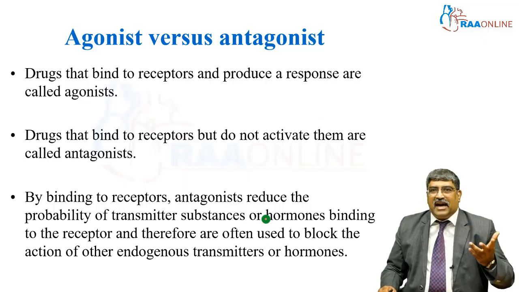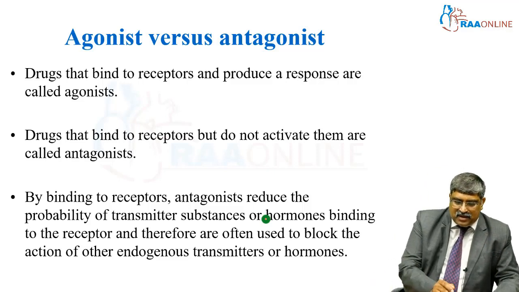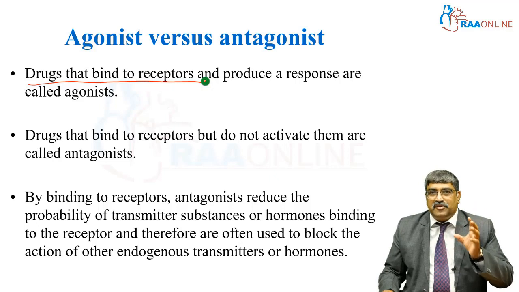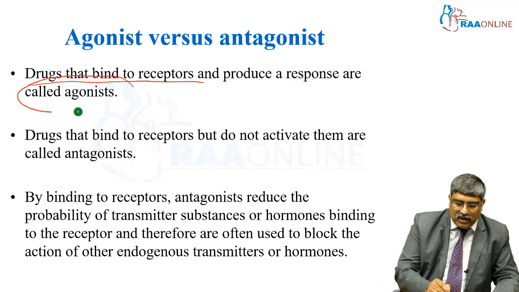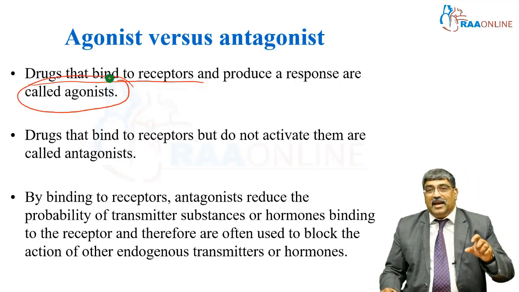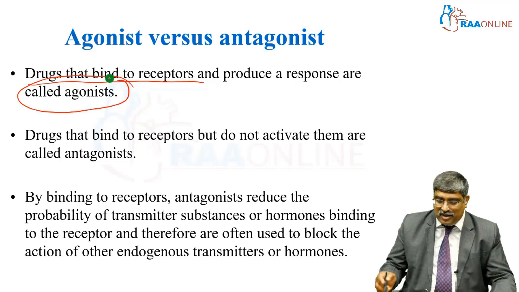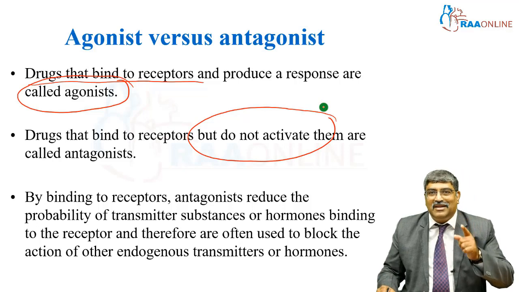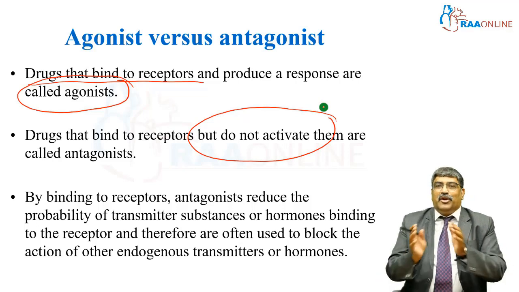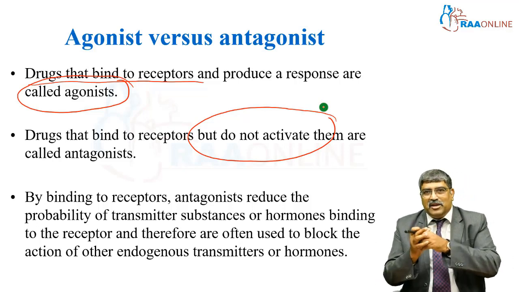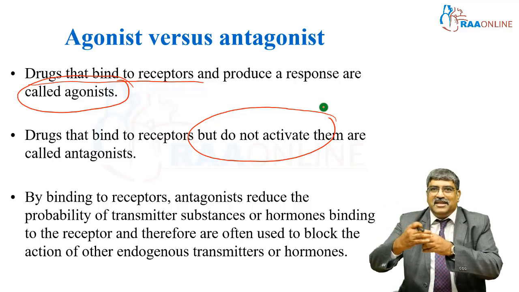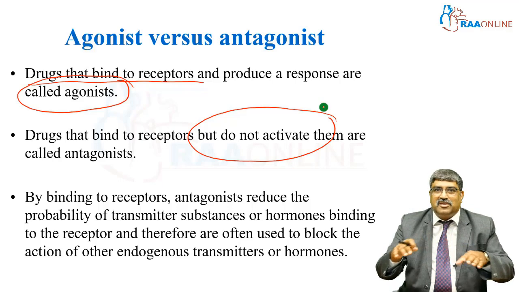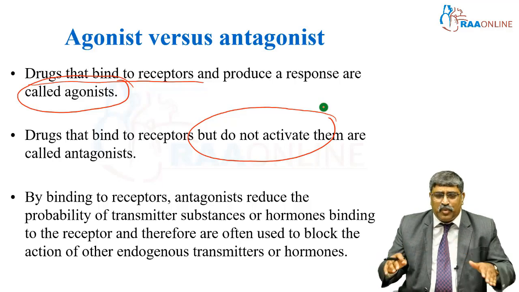Then what is this agonist and antagonist? The drug which binds to the receptor and elicits a response which is required is called an agonist. At the same time, some drugs bind to the receptor but do not activate them. They are called antagonists. By doing this, the antagonist binds to the receptor and prevents the agonist from attaching to the receptor. So, a response is not produced.